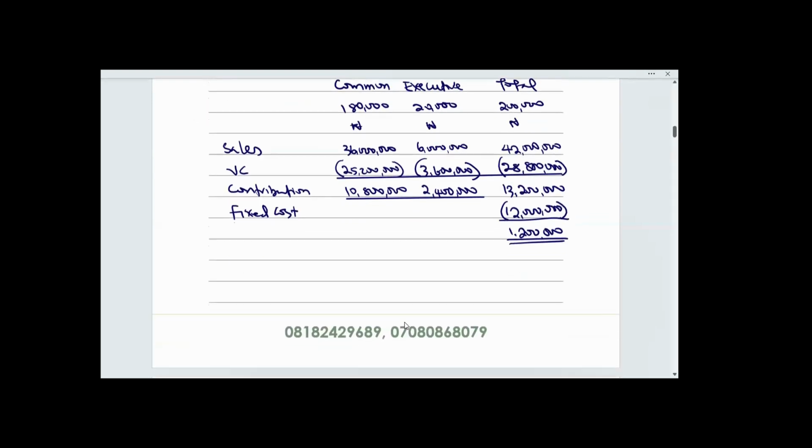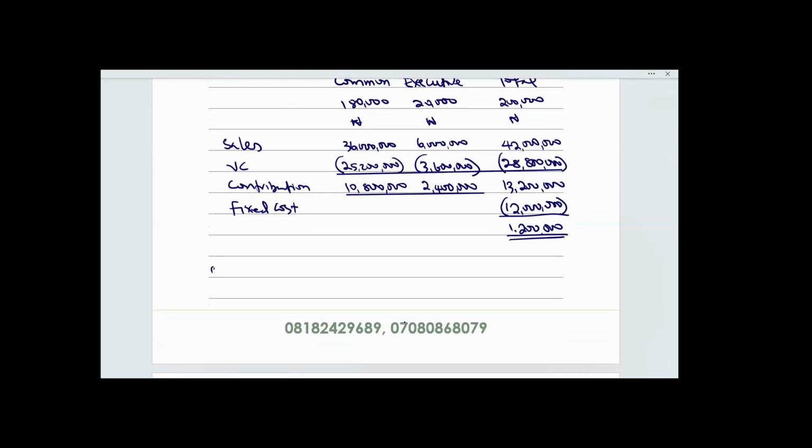Now, that's one. Number two, C2, revised contribution margin ratio. Since our contribution margin has changed, our sales value has also changed. Therefore, the revised contribution margin ratio for the company as a whole would be equal to 13,200,000 divided by the revised sales of 42 million.